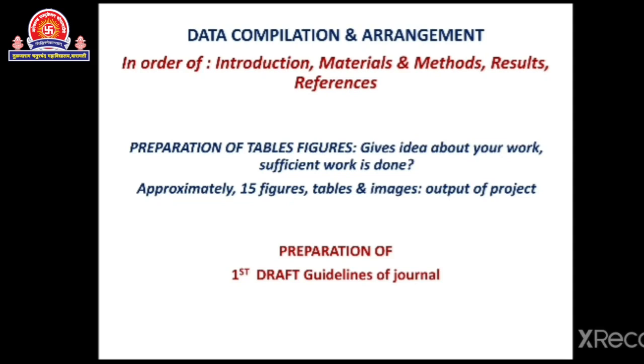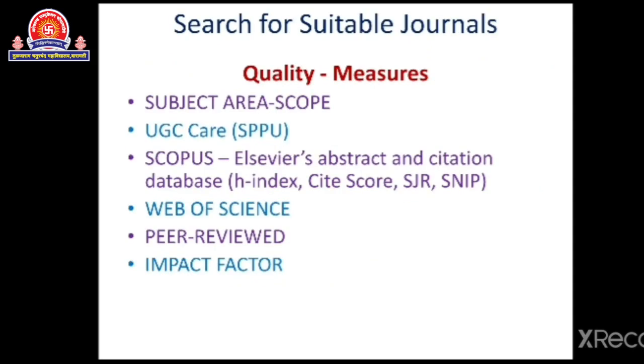And how do we prepare the first draft? We prepare the first draft according to the first step, that is arranging your material in the order of introduction, materials and methods, results and references. And then we go for searching for the journal. When we select a particular journal, then according to the guidelines of that journal, you have to rearrange the data. That will be called the first draft of your manuscript.